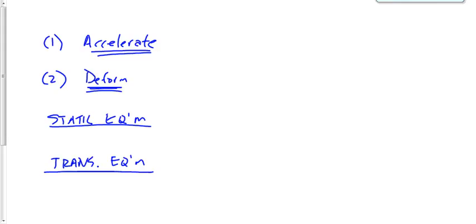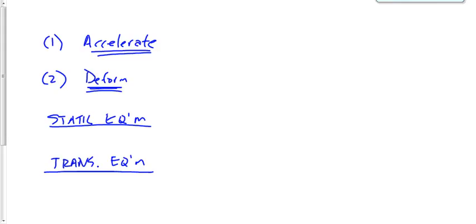Static means still. So if an object is in static equilibrium, what do we say about that object? It's not moving? Yeah, it's not moving, and something's balanced. What is it that's balanced on it? Yep, Oliver? The forces. The forces are balanced. So if an object is in static equilibrium, it's at rest with balanced forces.